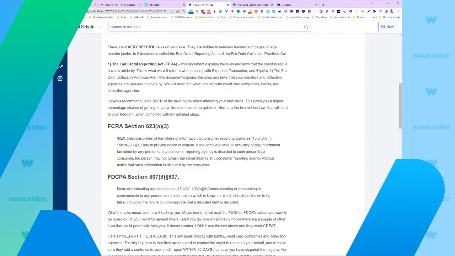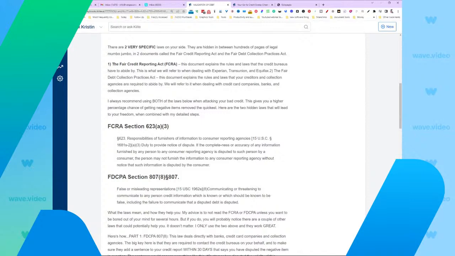If the completeness or accuracy of any information furnished by any person to any consumer reporting agency is disputed to such person by the consumer, meaning if you dispute it with the data furnisher or the bureaus, the person may not furnish the information to any consumer reporting agency without notice that such information is disputed by the consumer.